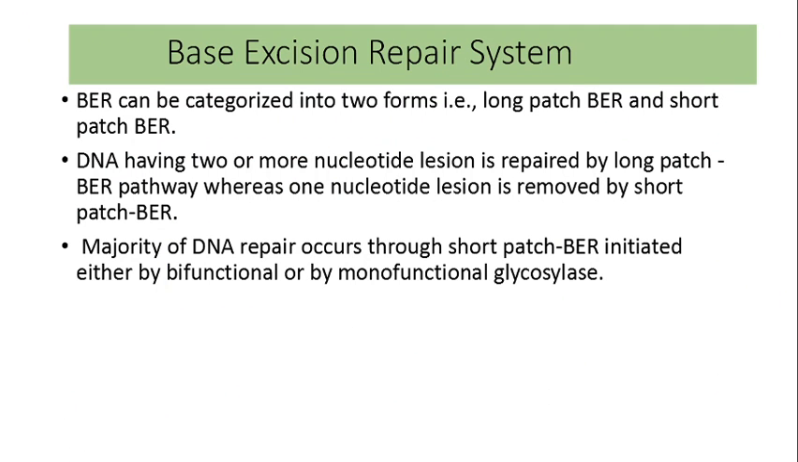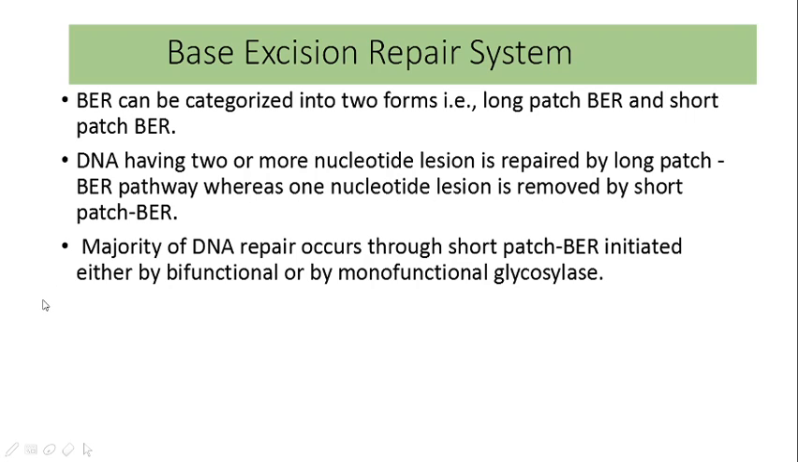After the N-glycosylase BER is over, it is further processed through two main pathways, long patch and short patch base excision repair. DNA having two or more nucleotide lesions is repaired by the long patch BER pathway, whereas a one-nucleotide lesion is removed by the short patch BER pathway. The majority of DNA repair occurs through short patch BER, initiated by either bifunctional or monofunctional glycosylase.